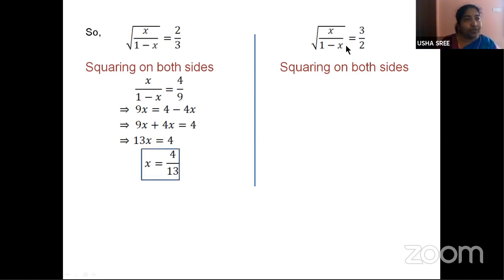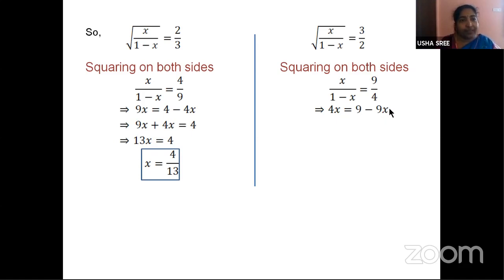Likewise, we'll go for the other part of the problem, that is squaring on both sides of this equation also. You will get it as x by 1 minus x. Why so? Square root and the square, they get cancelled, isn't it? We are squaring on both sides. So here when we take square, 3 square is 9 and 2 square is 4. Then just go for cross multiplication. 4x is equal to 9 into 1, which is 9, minus 9 into x is 9x.